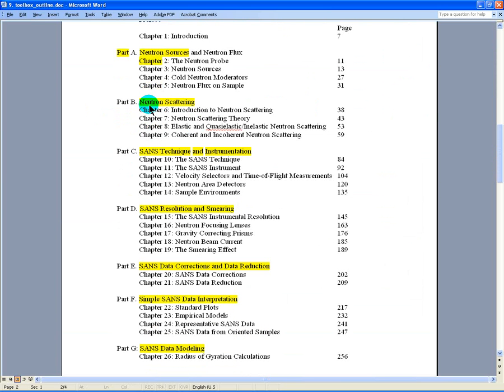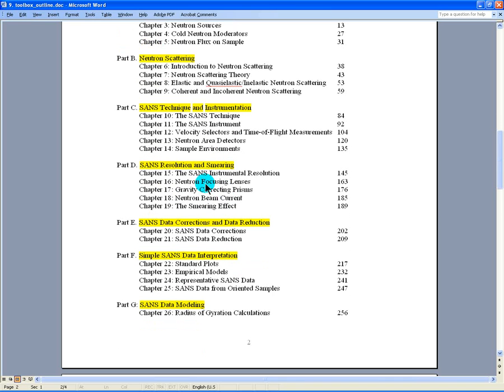Part B covers neutron scattering introduction, as well as the theory of neutron scattering, like elastic, quasi-elastic neutron scattering and so on, and coherent, incoherent, and so on. Part C covers SANS technique and instrumentation, like the SANS technique, the SANS instrument itself, then 2 components describing the velocity selectors and time of flight measurements, as well as neutron detectors, and going over some sample environments.